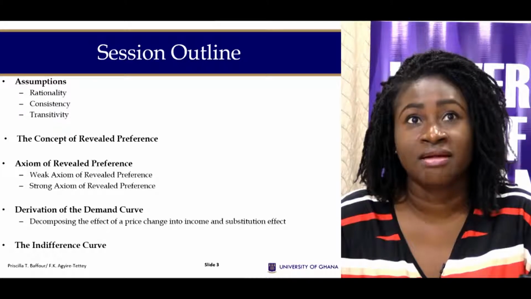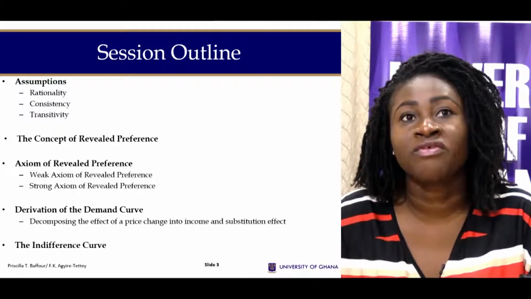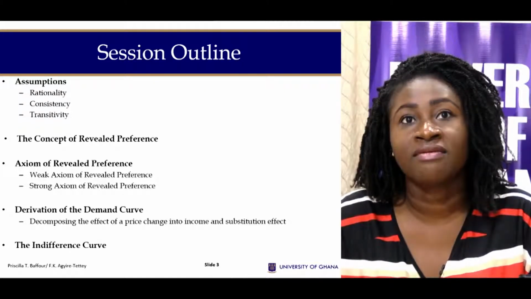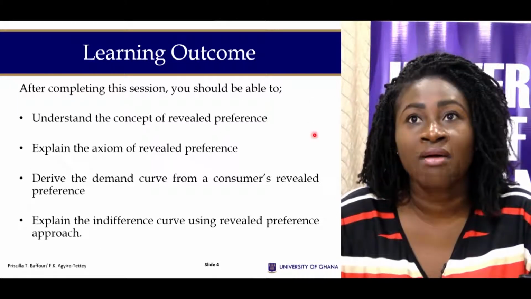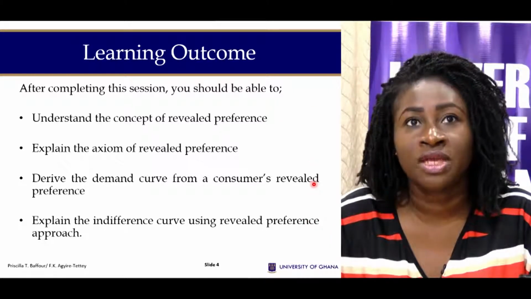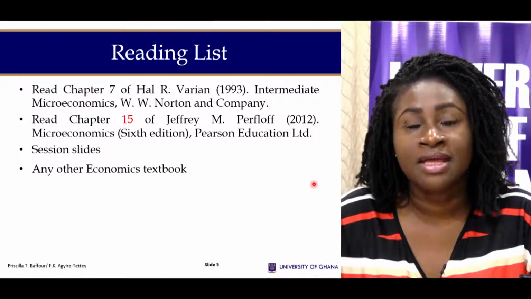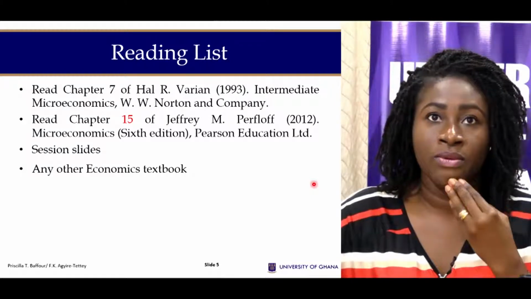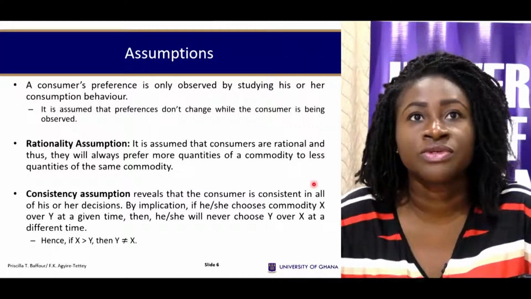In terms of the outline, I'll look at some assumptions, the concept of revealed preference, and axioms of revealed preference. We'll try and derive the demand curve and the indifference curves. The section outcomes have been listed over here, so I would want you to take your time and go through them. The reading is chapter 7 of Varian, which is Intermediate Microeconomics, and any other textbook that is available to students.